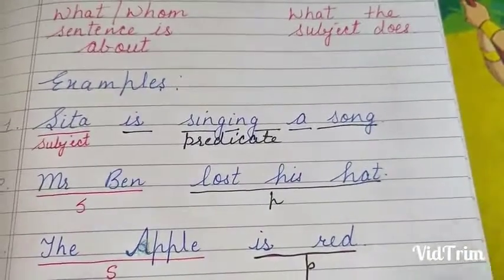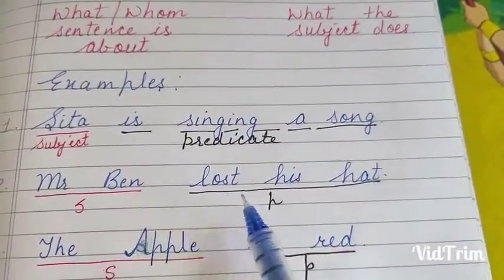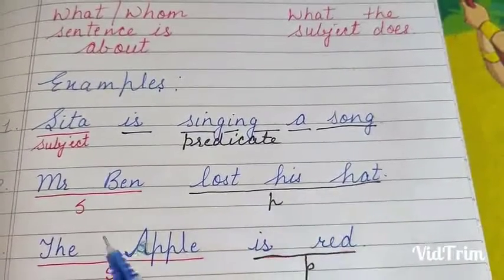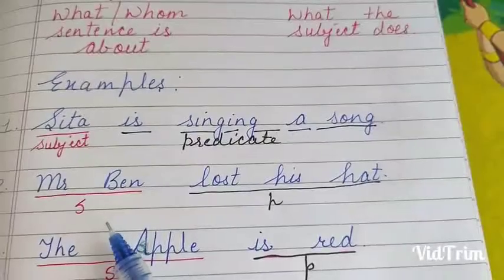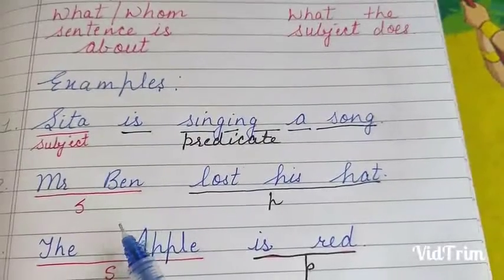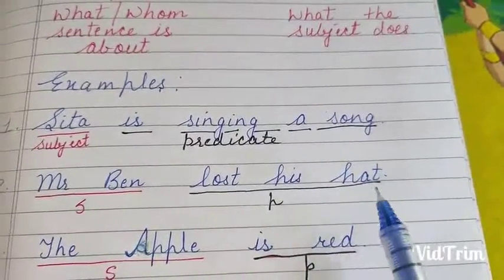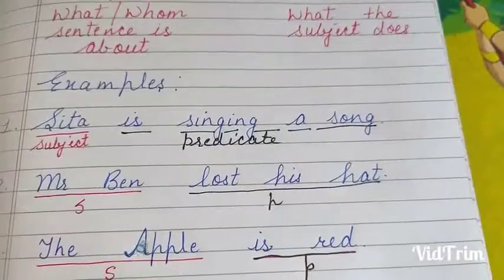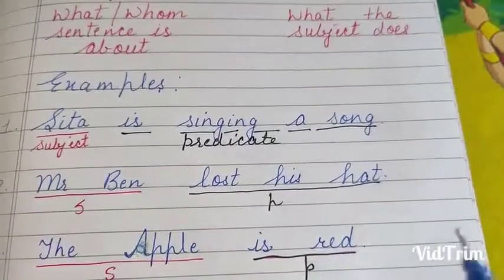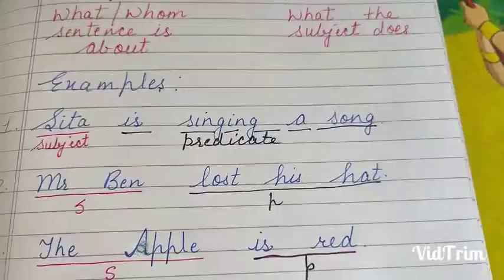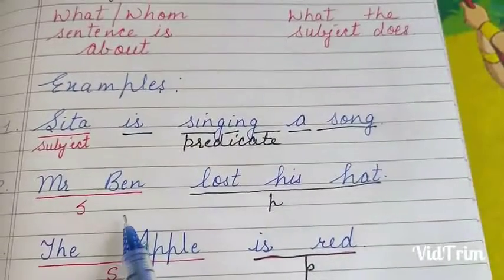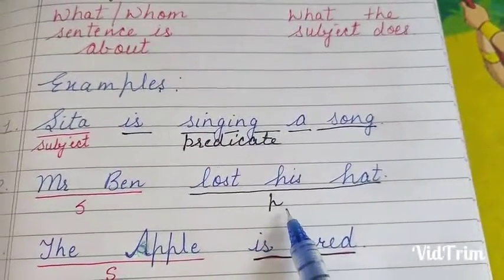Come to the second example. Mr. Ben lost his hat. Now we are talking about Mr. Ben. So Mr. Ben is the subject in this sentence, and he had lost his hat. So we are talking about the thing that he had lost. He lost his hat. The part that is telling something about Mr. Ben is called predicate.